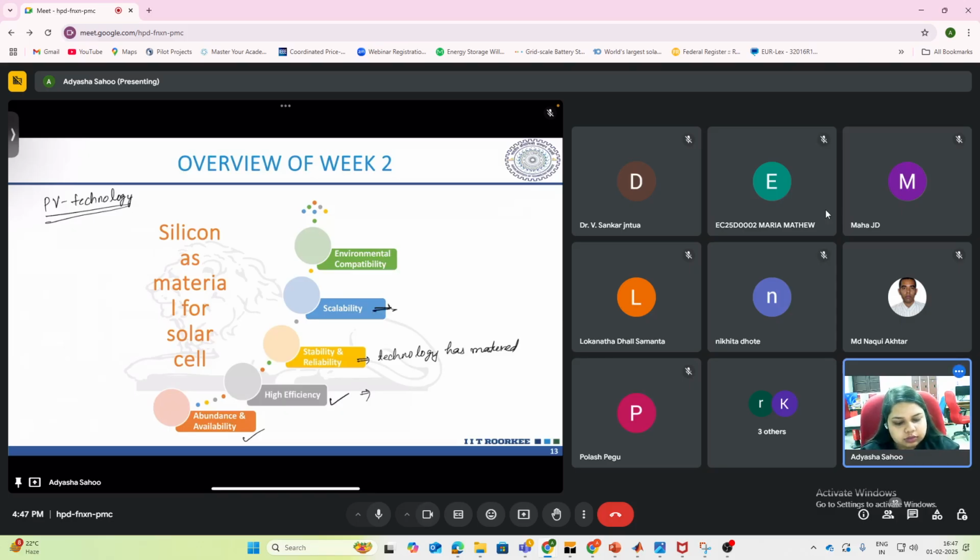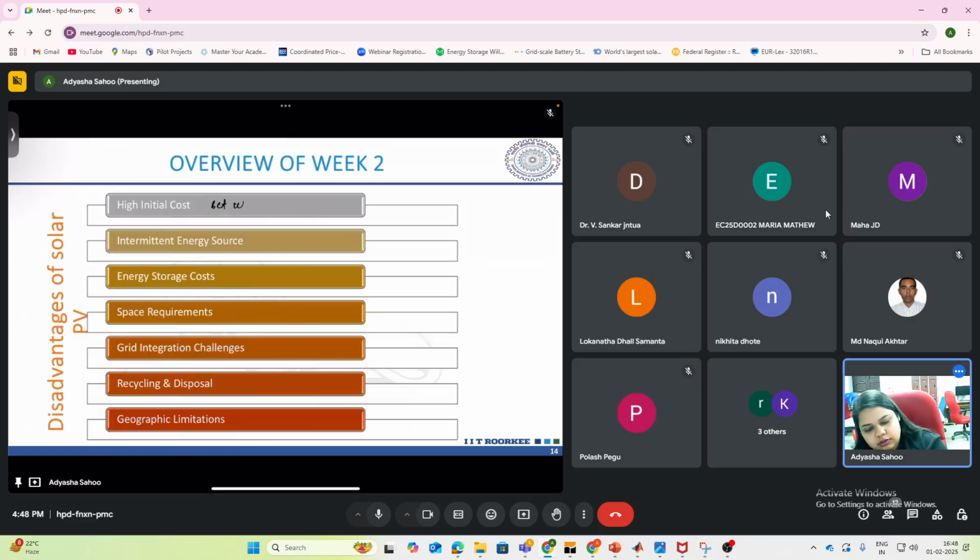Then scalability, you can easily connect cells to form a solar panel, then panels you can convert into solar arrays. Then environmental compatibility. What are the disadvantages of this PV technology? Firstly, high initial cost, because you need to set up the panels, and the manufacturing of these panels is not at a lower cost.